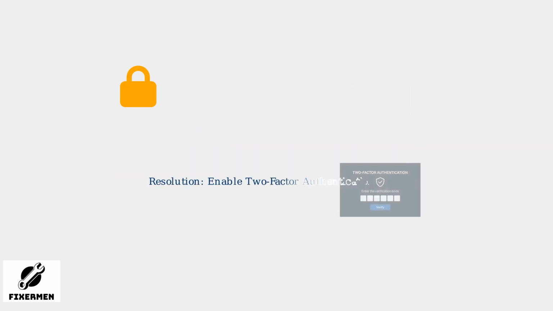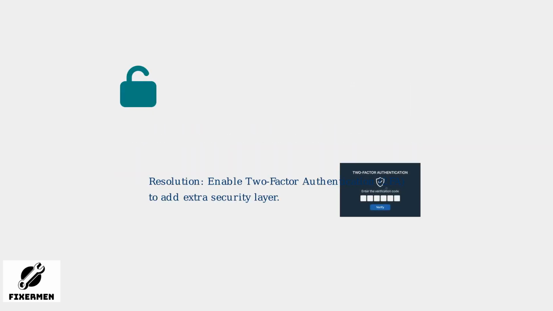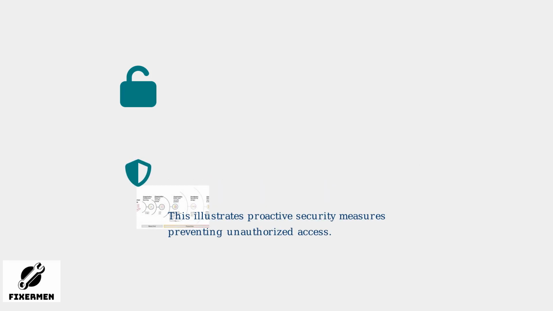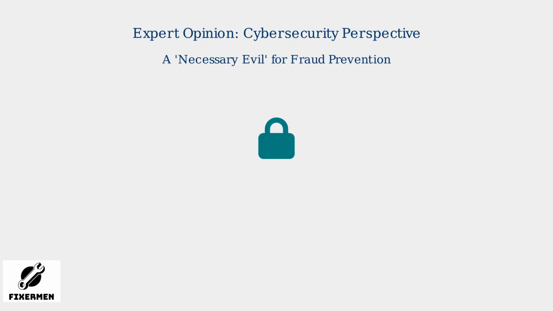To resolve and strengthen security, the user enabled two-factor authentication. This added an extra verification step requiring a code from their device. This case demonstrates how proactive security measures, like error detection and 2FA, can effectively thwart phishing attempts and protect user accounts from fraud. From a cybersecurity perspective, experts consider PayPal error 13113 a necessary evil in the fight against fraud.